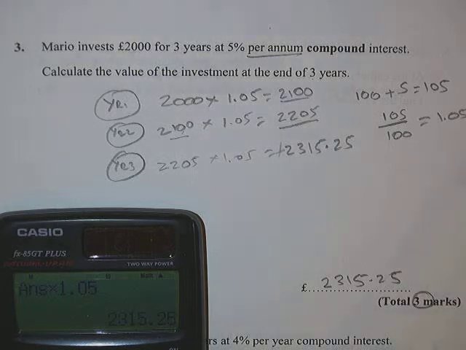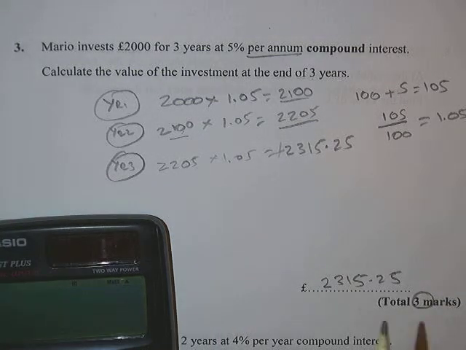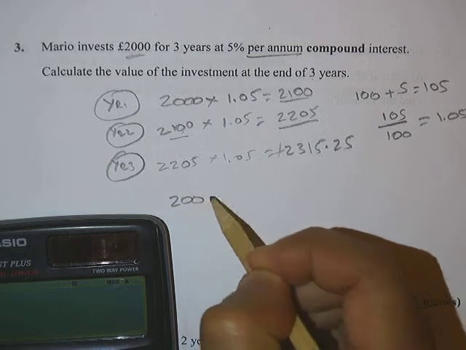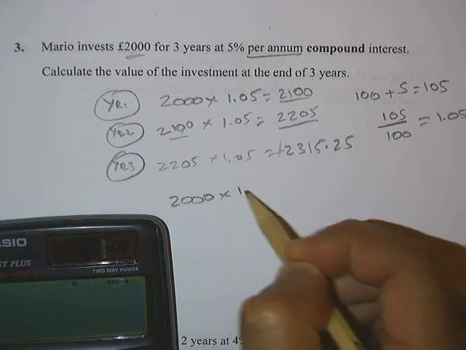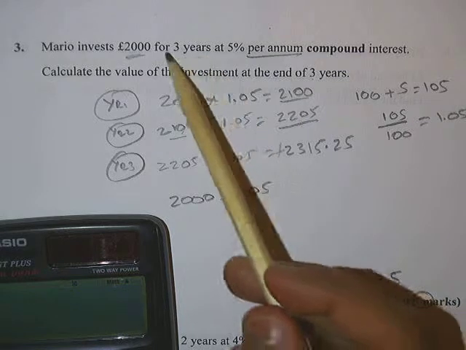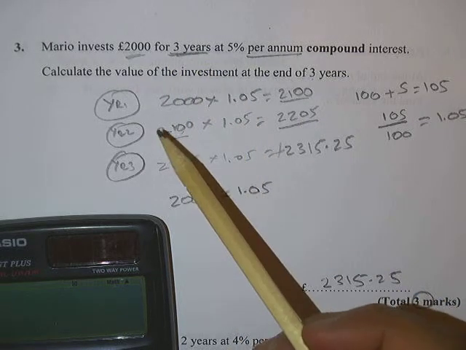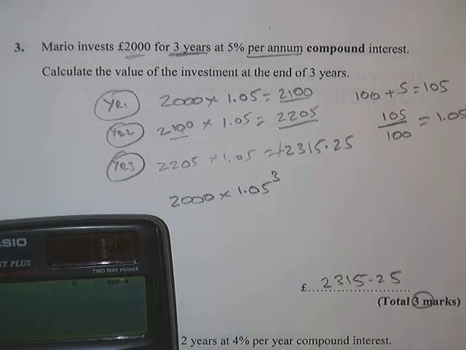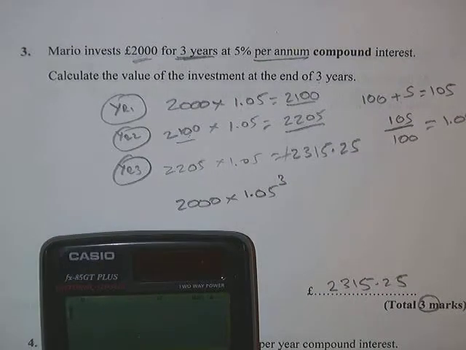Now, the other way we said you can answer this, once you get your multiplier, we take the original value, 2,000, times that. We'll put in the multiplier. All you need to do is look at the number of years for the investment, 3 years, we do to the power 3. So I'll just key that into the calculator again.